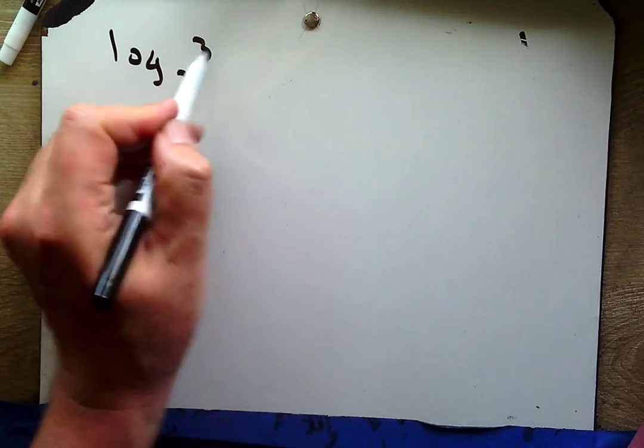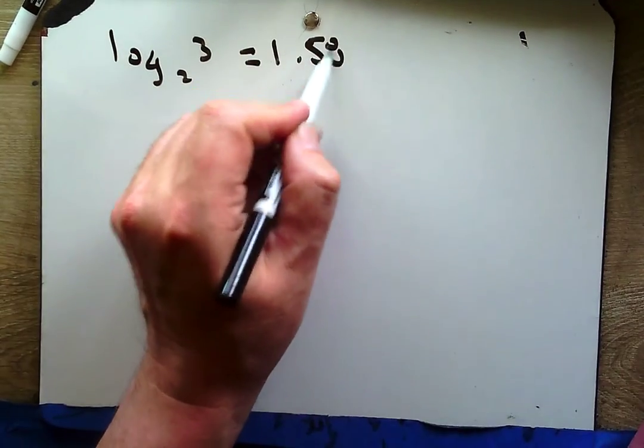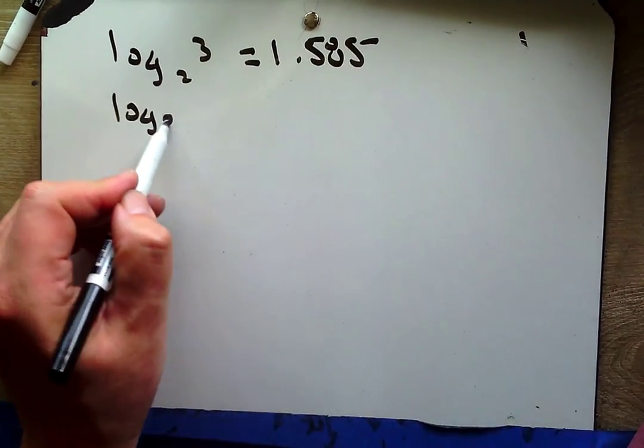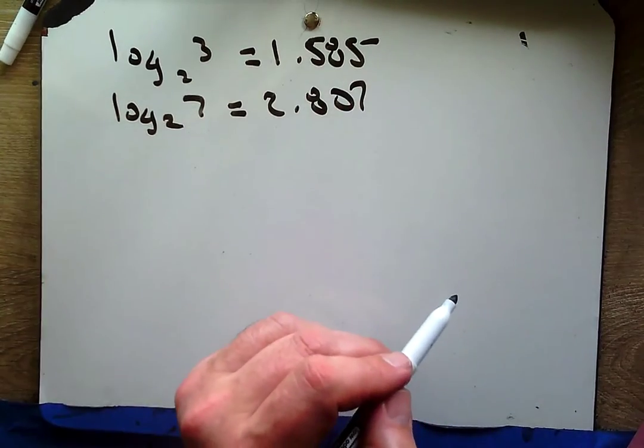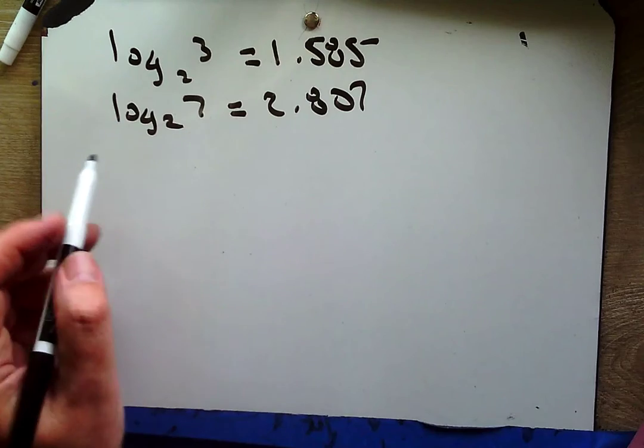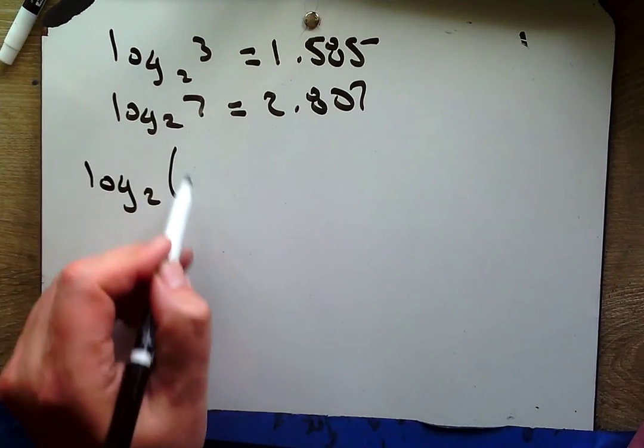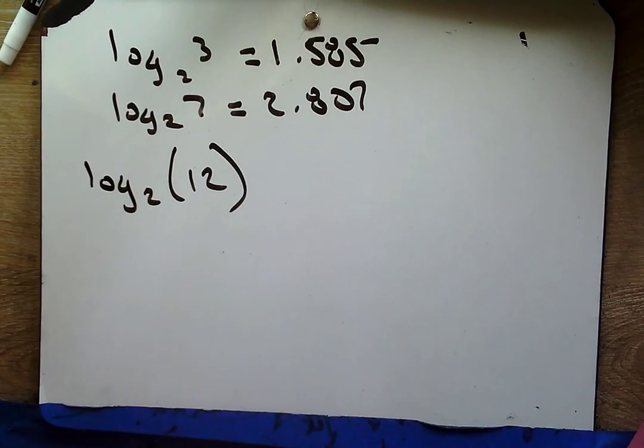Will you use these facts, log base 2 of 3 equals 1.585, and log base 2 of 7 equals 2.807, to evaluate log base 2 of 12? You should not need your calculator for this.